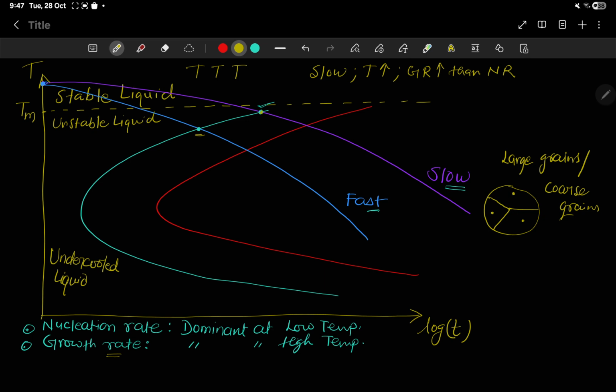What is the meaning of this temperature is less, right? So this is for slow cooling. Now let's write for fast cooling. Right here temperature is less.